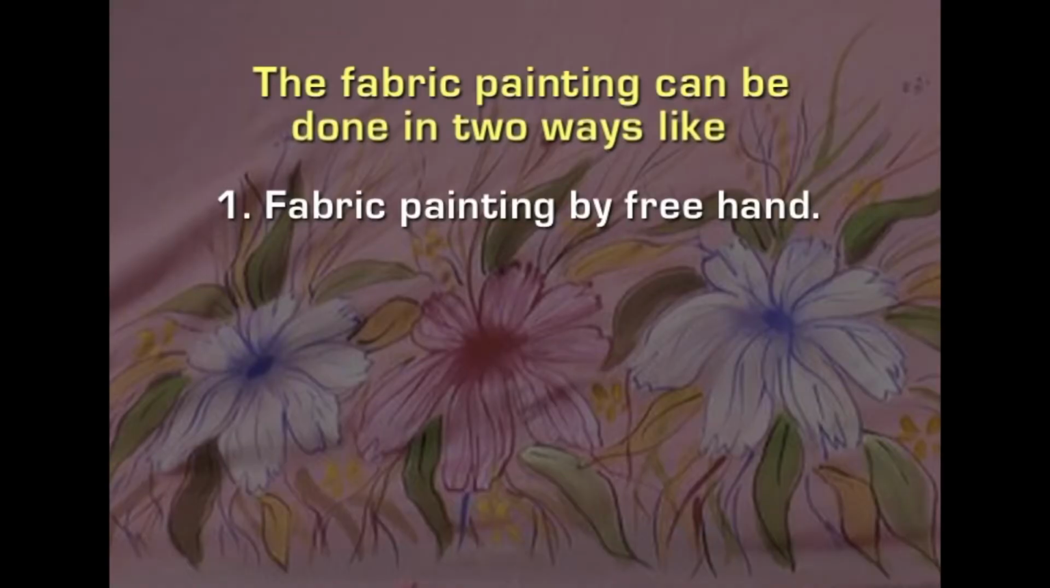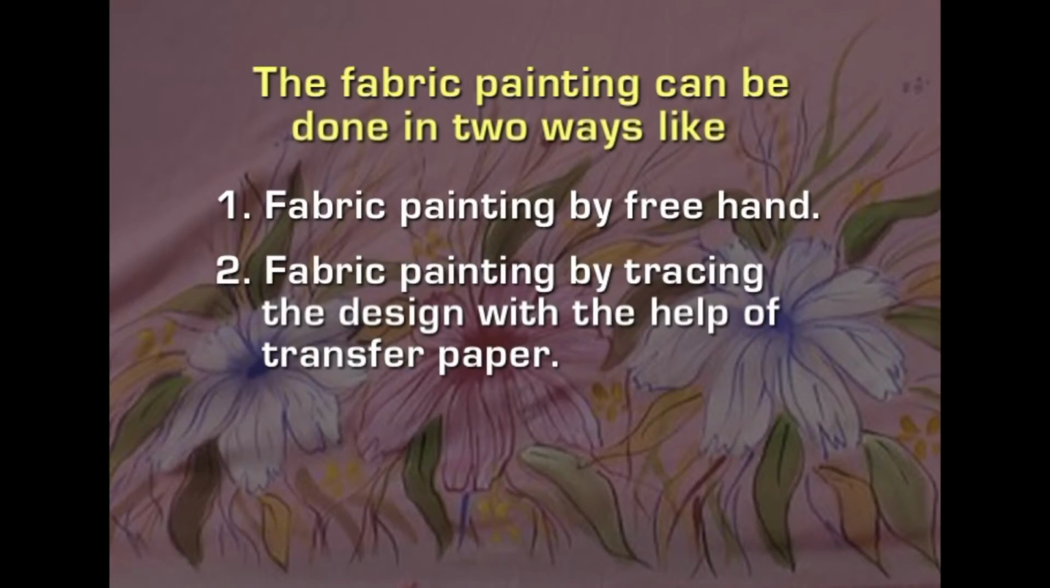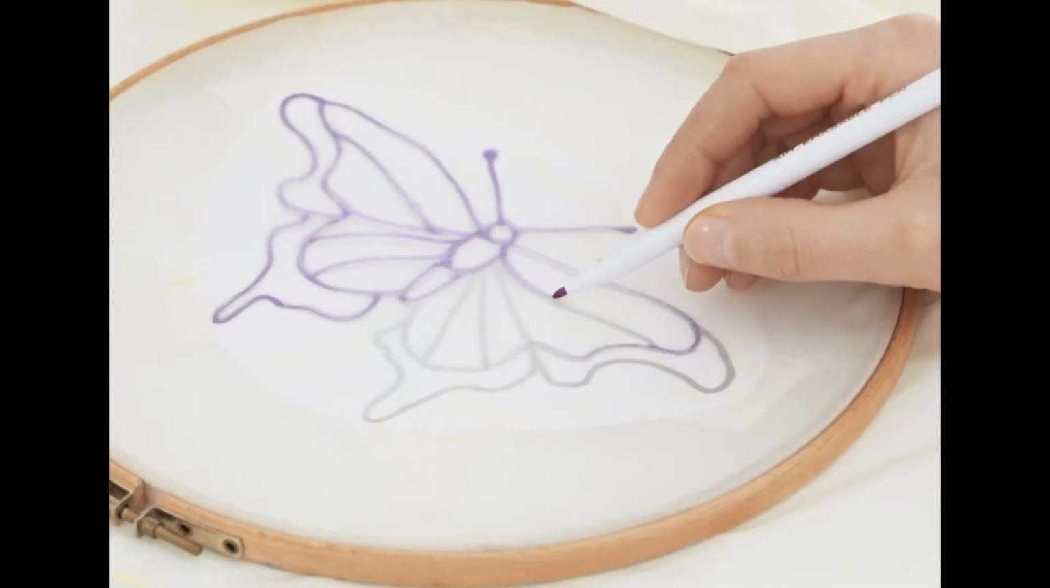Fabric painting can be done in two ways. The first method is fabric painting by freehand, which is made by painting with freehand without any design on the fabric. Fabric painting by tracing the design with the help of the transfer paper is the second type. The fabric which has to be painted has to be washed and ironed first. Before starting, make sure that the fabric is smooth without any creases. After tracing the design onto the fabric, using tracing carbon or white carbon, paint is applied on the fabric.